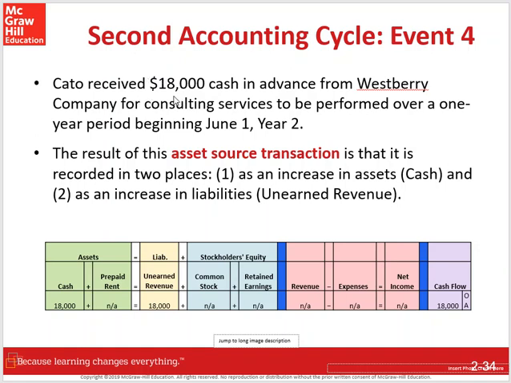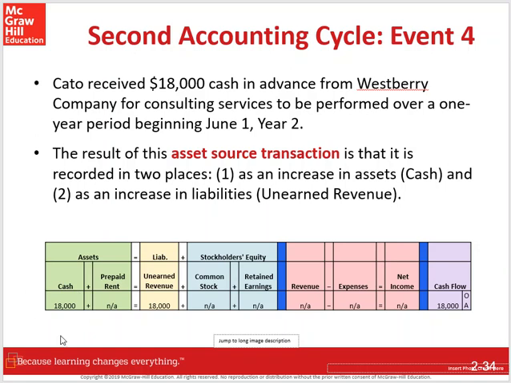So what we're going to do is place that $18,000 into cash because we received it, but also into a new account called unearned revenue. That's a liability. It's revenue that we can earn in the future, so it'll convert to real revenue. But right now, it's just that we owe our client, we owe Westbury Company in this case, consulting services for a year, or at least their money back, but they want the consulting services. So it's a liability because we owe them the work or we owe them their money back.